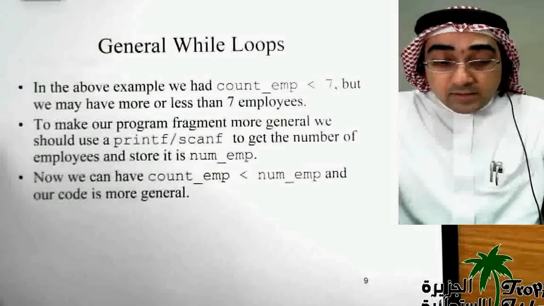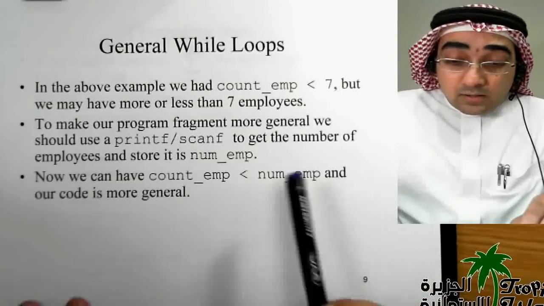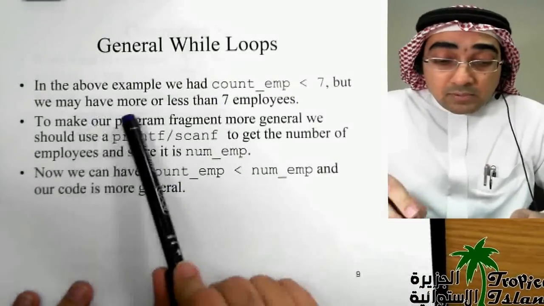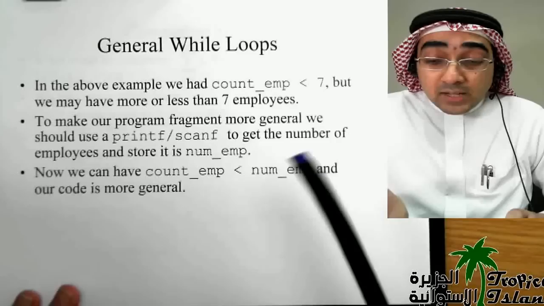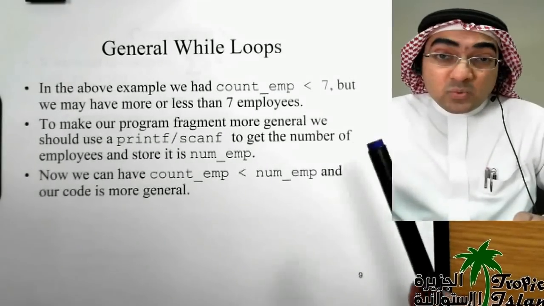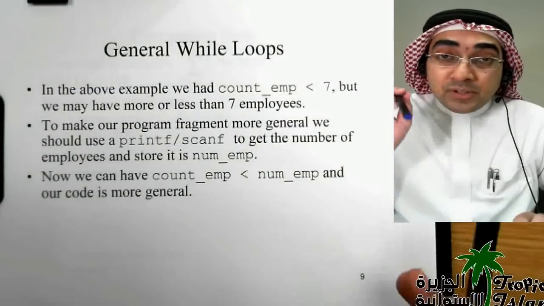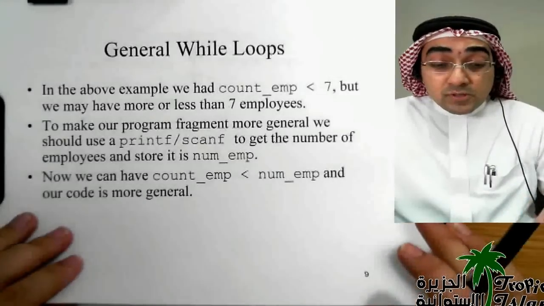And in the next slide we have the example, count employee less than 7, but we may have more than 7 employees. If we had more than 7 employees, our program is not going to work because we have to go change the source code, put in the number of employees, and then recompile it and bring an executable so that the person who is using the program can actually run it.